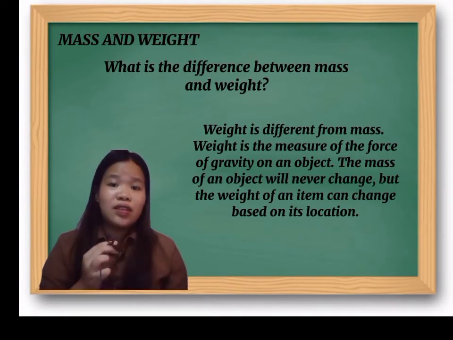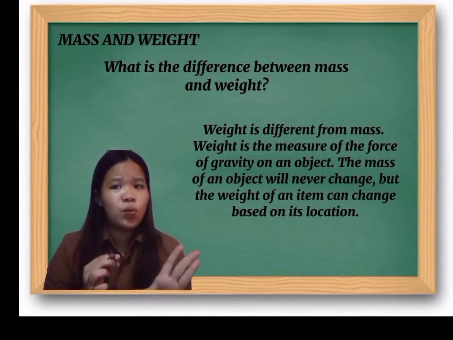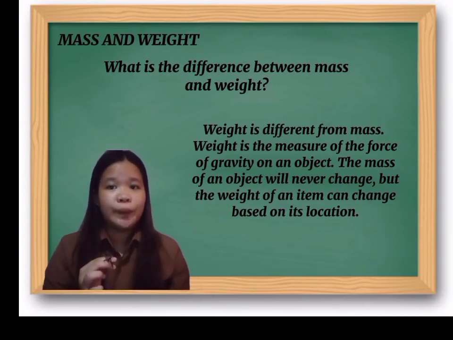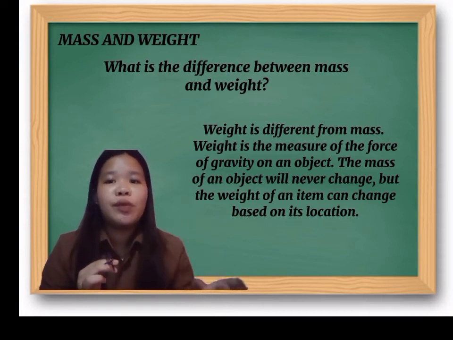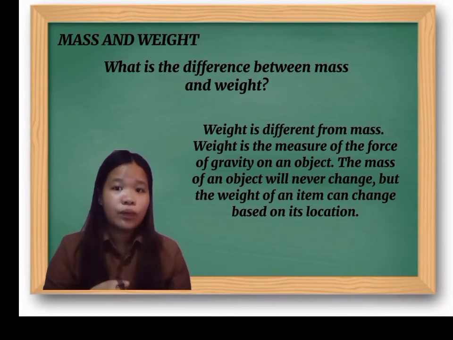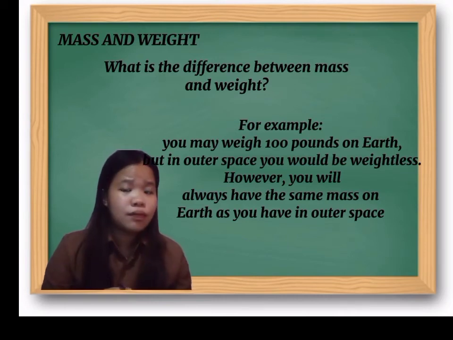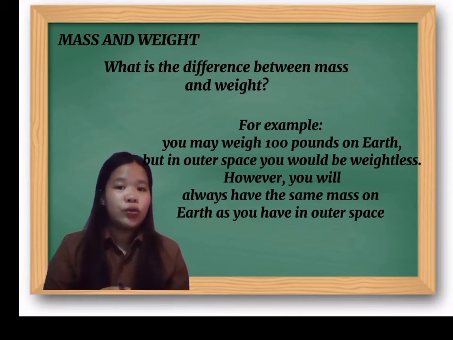So what is the difference between mass and weight? Weight is different from mass. Why? Weight is a measure of the force of gravity on an object. The mass of the object will never change, but the weight of an item can change based on its location. For example, you may weigh 100 pounds on Earth, but in outer space you would be weightless. However, you will always have the same mass on Earth as you have in outer space.